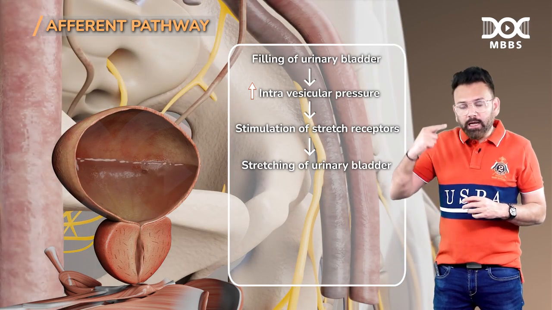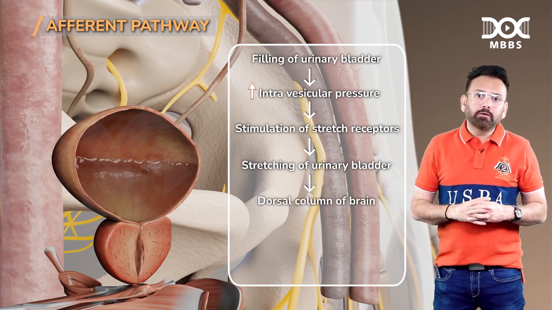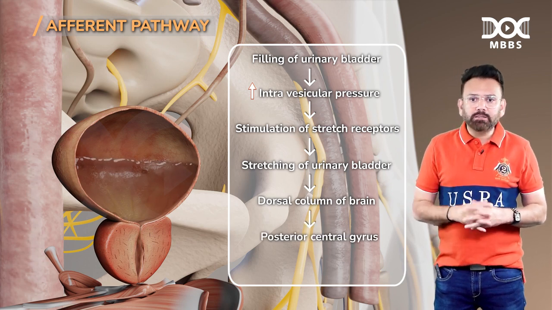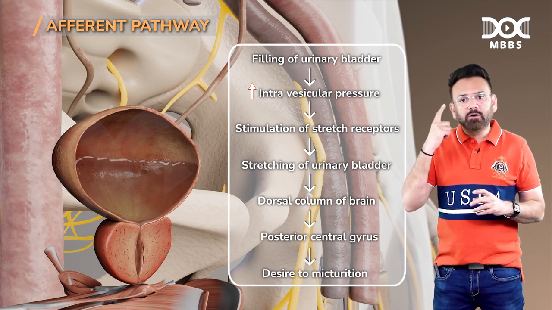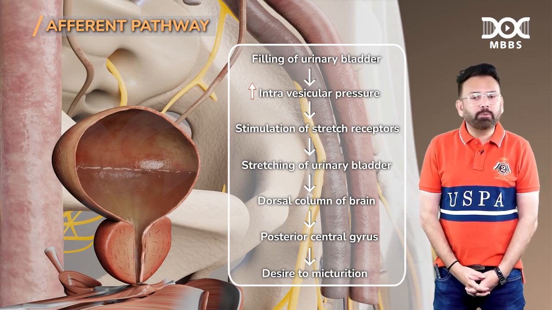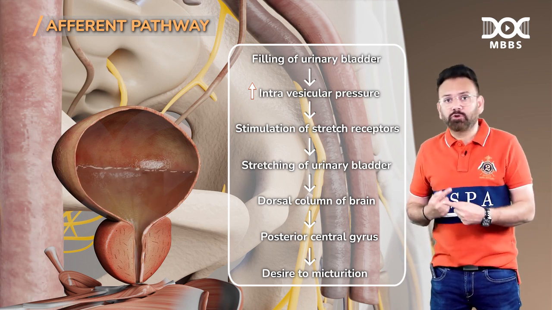Then it will send the impulse sensation to the dorsal column of the brain. And which part of the cortex is sensory? The posterior central gyrus is the sensory cortex. Then there will be desire of micturition. Then, according to your will, you can perform the act of micturition. So this is the mechanism of voluntary micturition.